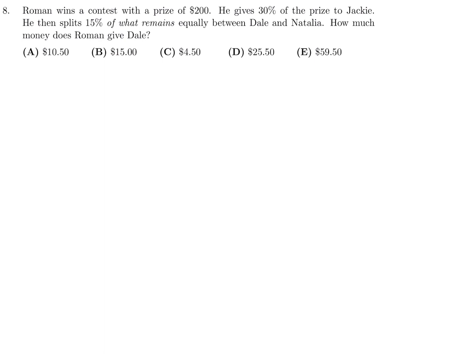Roman wins a contest with a prize of $200. He gives 30% of the prize to Jackie, then splits 15% of what remains equally between Dale and Natalia. How much money does Roman give to Dale? He starts with 200, and he gives 30%, so 0.3 times 200 to Jackie, and 0.3 times 200 is 60.